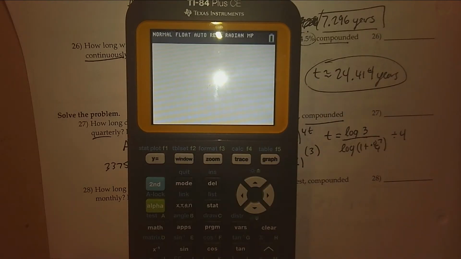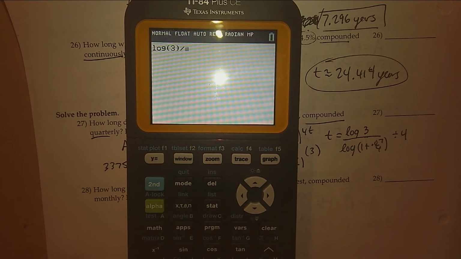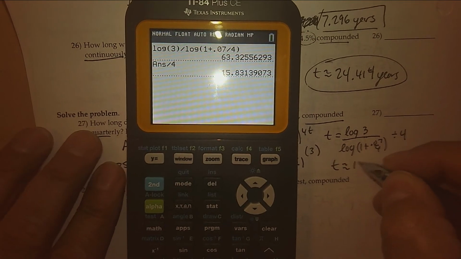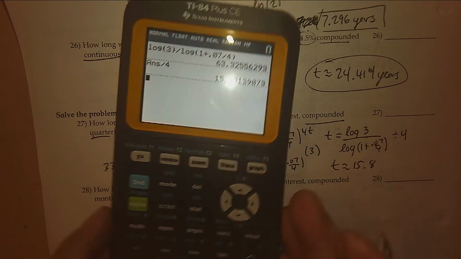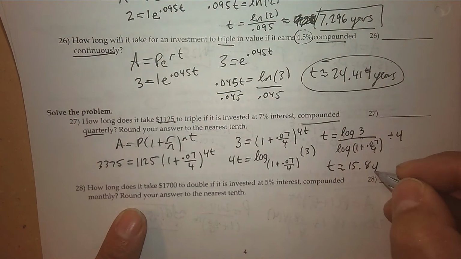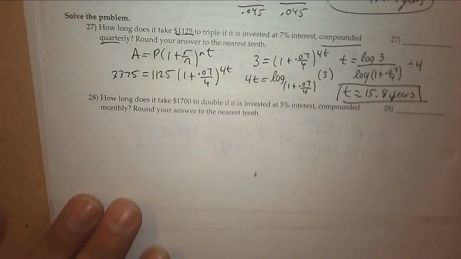So I'm going to go log 3 divided by log 1 plus 0.07 divided by 4. And then whatever answer that is, I divide it by 4, and I get 15.8. It says round to the nearest tenth, so 15.8 works. So it's going to take 15.8 years to triple your money with 7% interest.